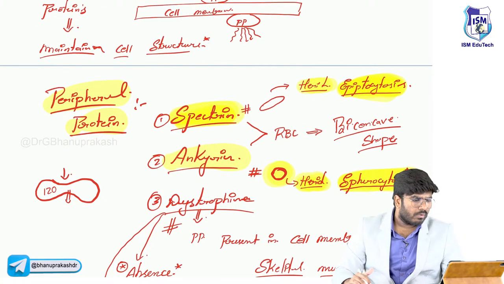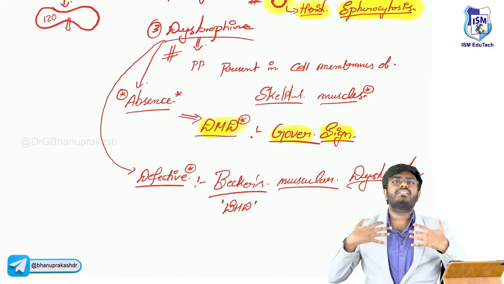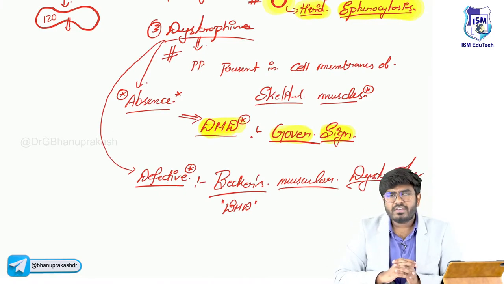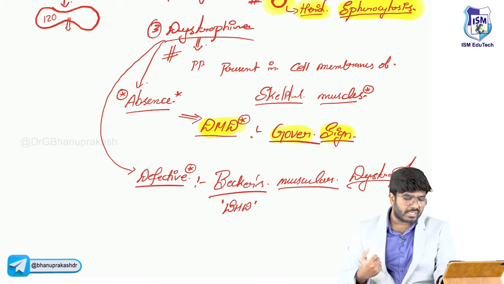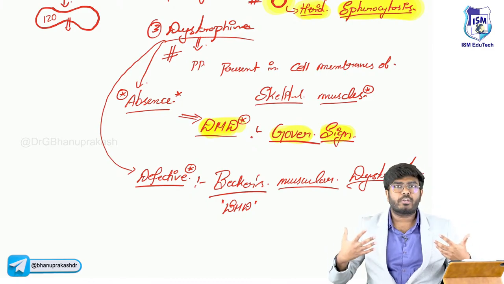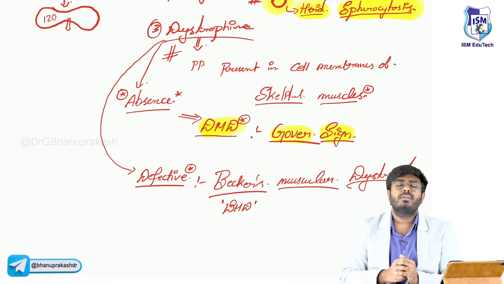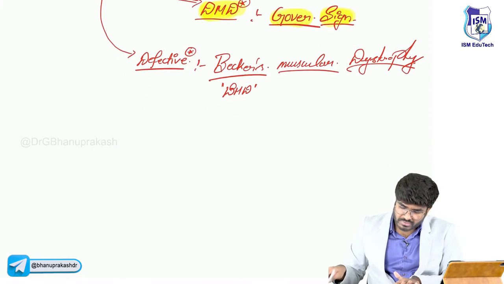Now, let me ask you one thing. Some important questions, let me tell you. Imagine I am a child who is suffering with Duchenne's muscular dystrophy. What sign is going to be seen? The sign that is going to be seen in me is the Gower sign. It's very hard for me to lift the body. Gower sign is going to be seen.